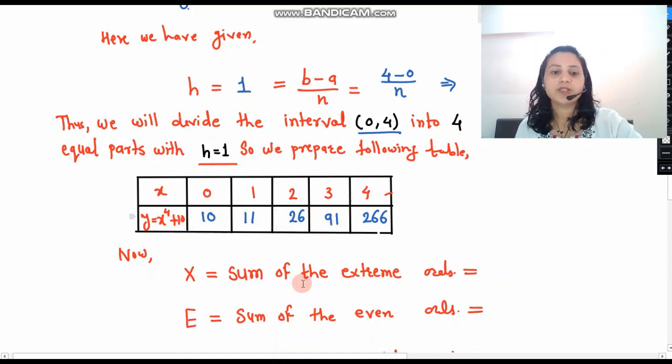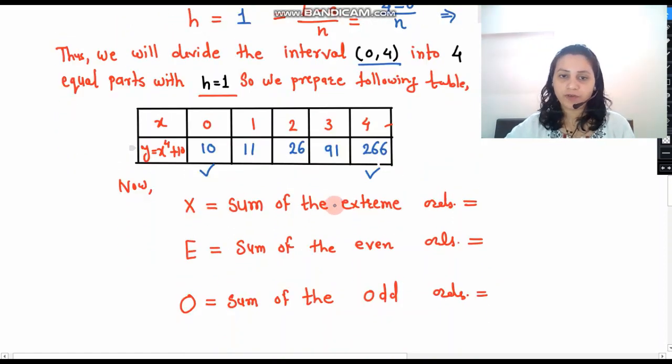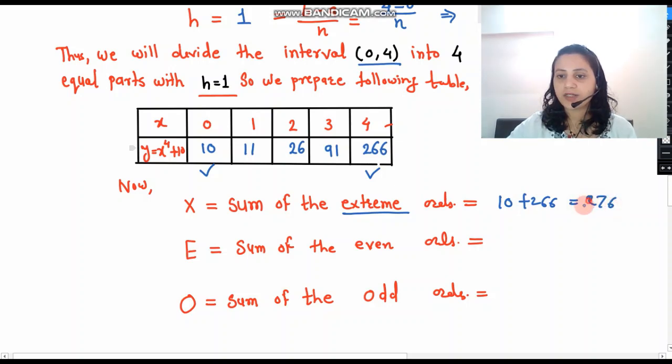So now we move towards finding the values of x, e and o. So let's find the value of x. x is nothing but the sum of extreme ordinates. Extreme means first and last ordinate. So the first ordinate is 10 and the last ordinate is 266. So the addition of these, 10 plus 266, is equal to 276, right?